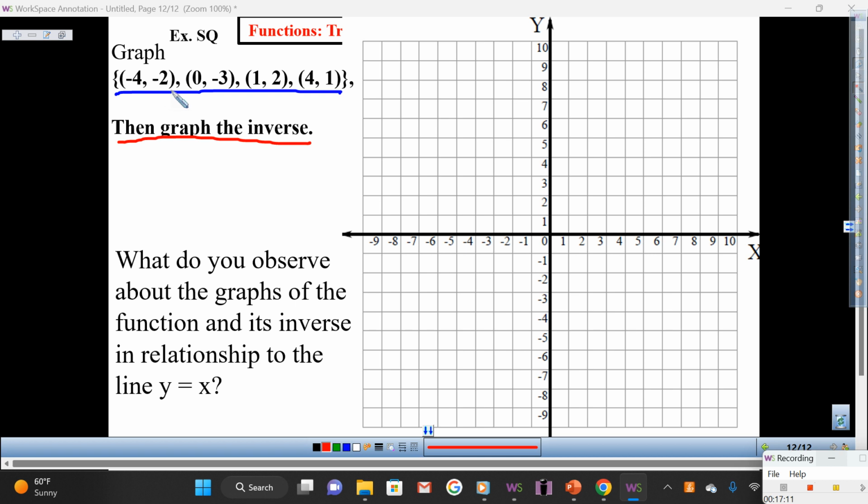All right, so let's get this show on the road. Let's graph -4, -2, 0, -3, 1, 2, and 4, 1. Let's do that in blue. -4, -2, 0, -3, 1, 2, and 4, 1. Okay, there they are. But then it says, then graph the inverse. So dictate to your neighbor the inverse of this function. Dictate to your neighbor the inverse.